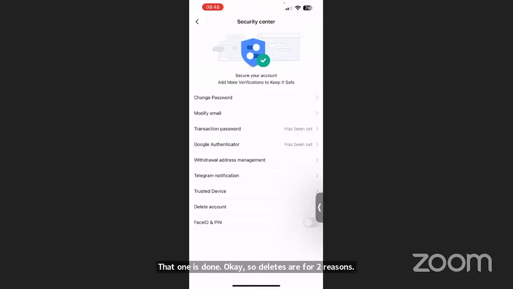You can turn on the face ID and PIN so that anytime you want to log in, you can log in with your face. No need to be typing the password every day so you forget it.